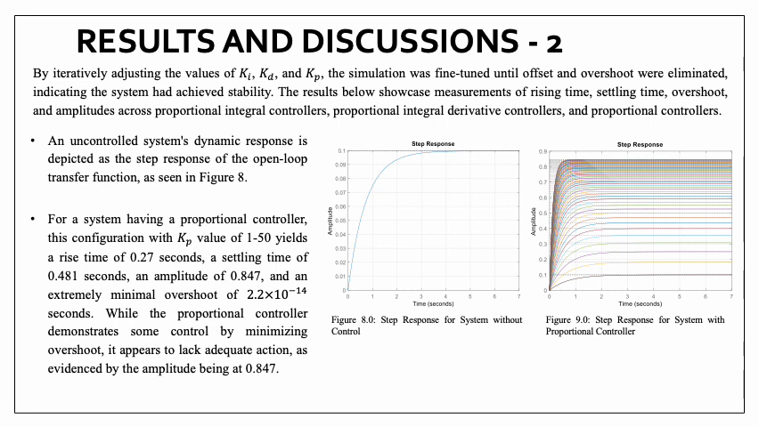The next form of controller we can use for our electrolyzer is the proportional controller. Here we see that the KP value of 1.150 yields a rise time of 0.27 seconds with an amplitude of 0.847. This is a better form of controller compared to the open control because we have some settling time and a minimal overshoot, but it also has some inadequacies.